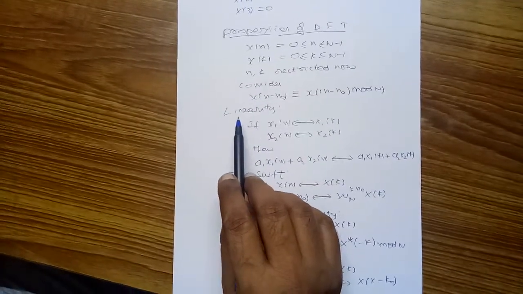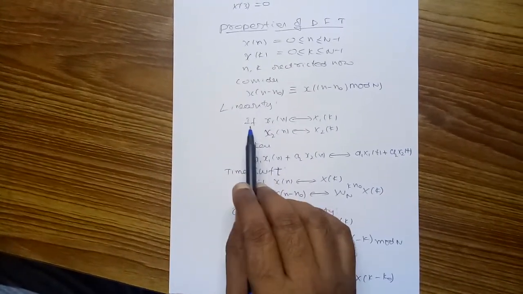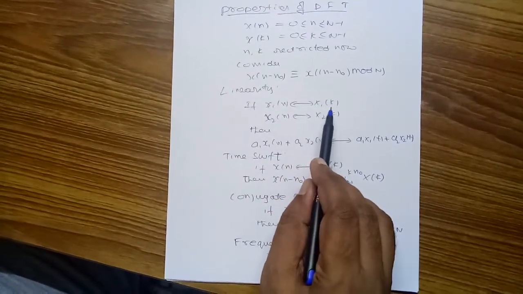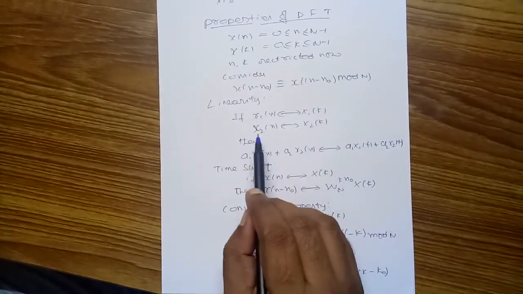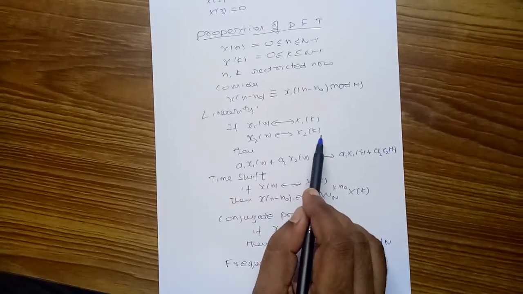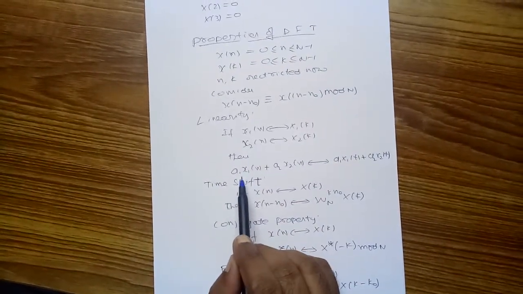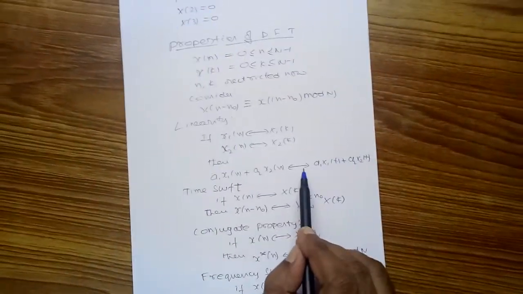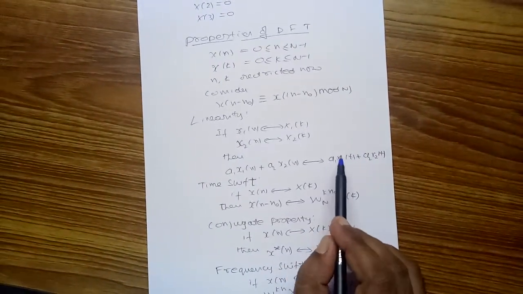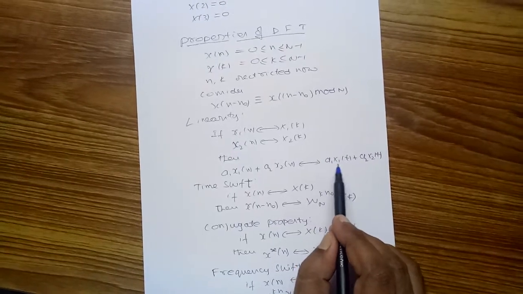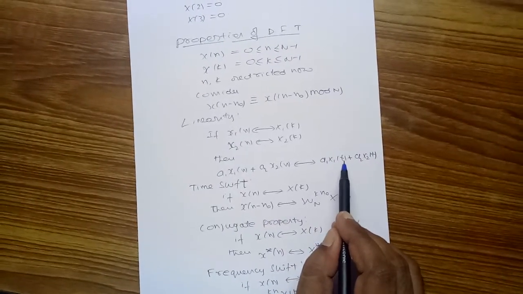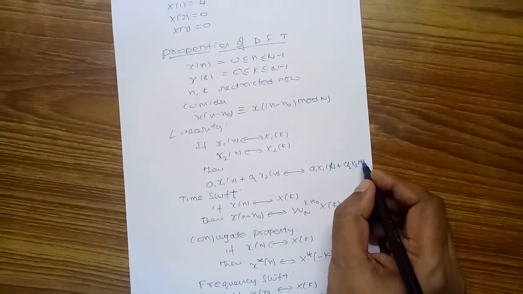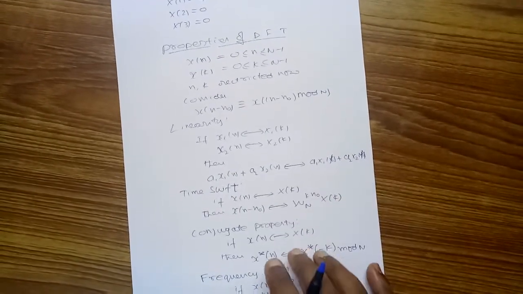We'll consider the properties. The linearity property: if x1 of n is transformed as x1 of k, and x2 of n is transformed as x2 of k, then a1 x1 of n plus a2 x2 of n can be transformed with linearity as a1 x1 of k and a2 x2 of k.